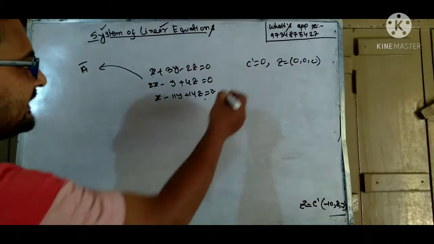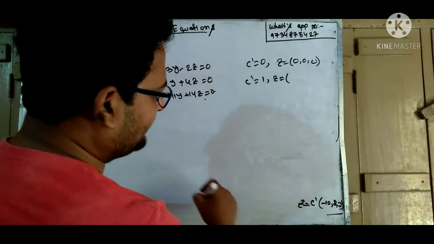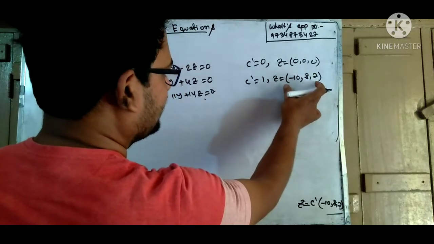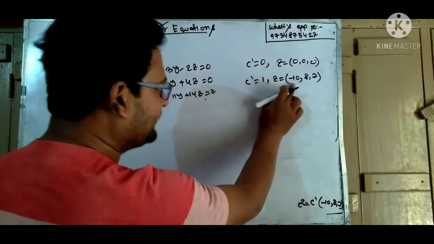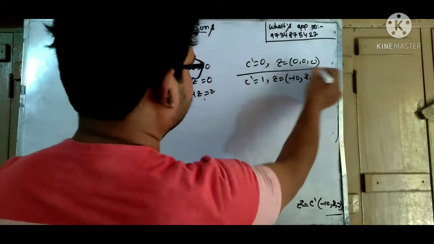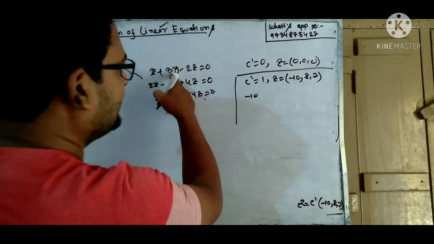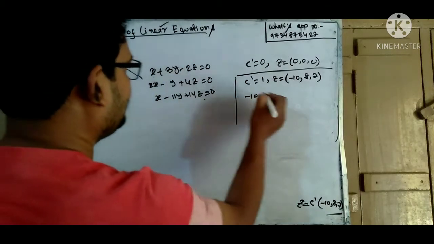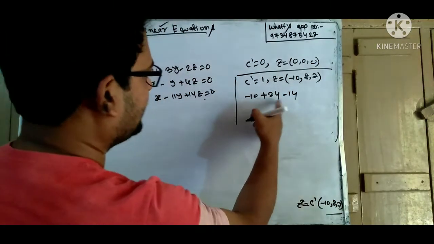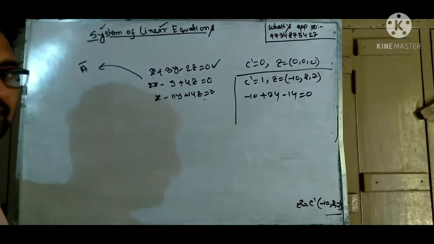If we take c dash equals 1, then what will be the value of the solution? This will be minus 10, 8, 7. Since this is a solution, it should satisfy each of the equations. Let us verify. The value of x is minus 10 in the first equation, so 10. The value of y is 8, that means 24. Here if we put the value of z equals 7, minus 14. If we simplify this, it equals 0. So this solution satisfies the first linear equation.